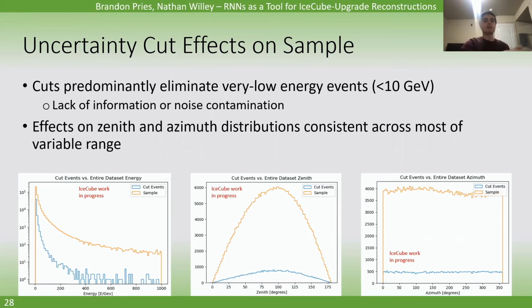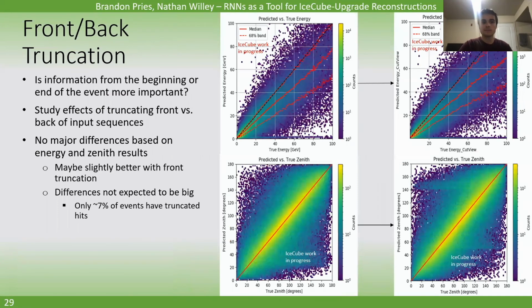The other two plots on this slide are here to show that these cut events don't have any weird features in direction. They're pretty much consistent with the overall sample. And so that is all we did for this cut. That is the most recent thing.